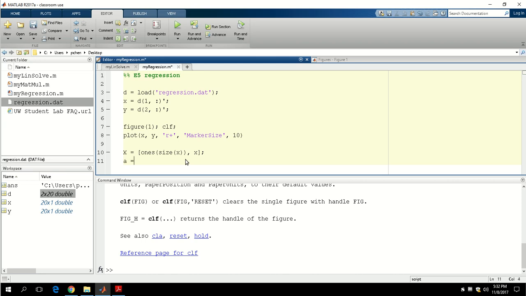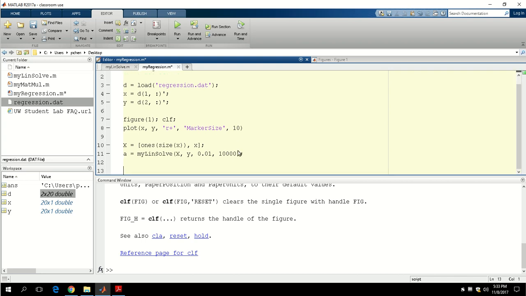So A is going to equal Matlab solve, with the first input x, the second input y, and then the learning rate, let's just use 0.01, and let's iterate like 10,000 iterations. And then that's going to be our A. We're going to get our A.